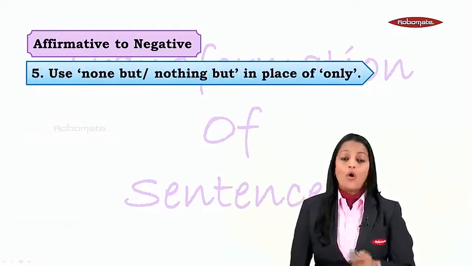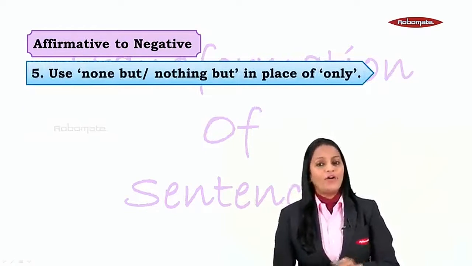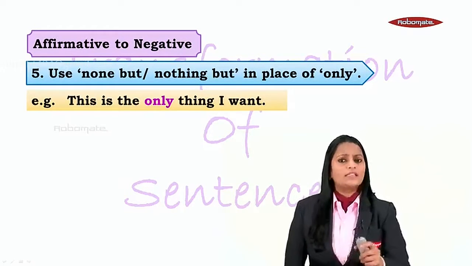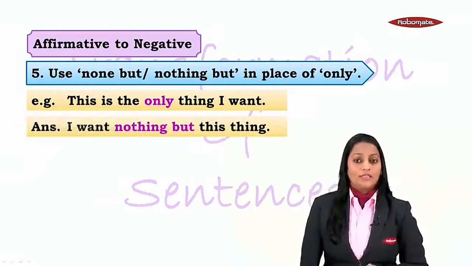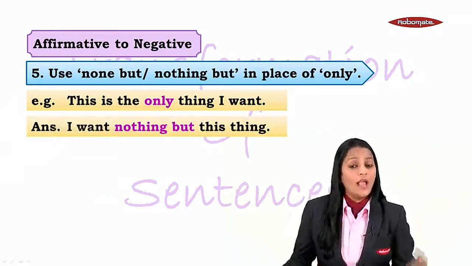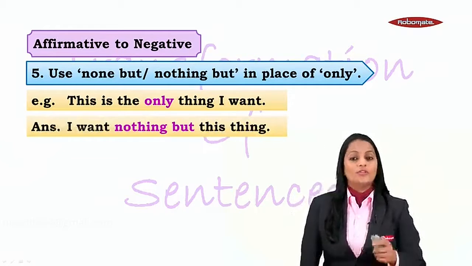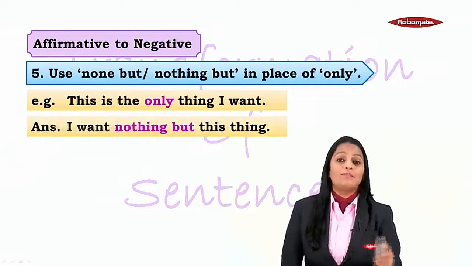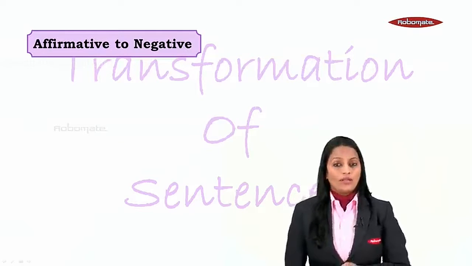Use none but or nothing but in place of only. This is the only thing I want. Here I will say I want nothing but this thing. So here we are using nothing but in place of only.